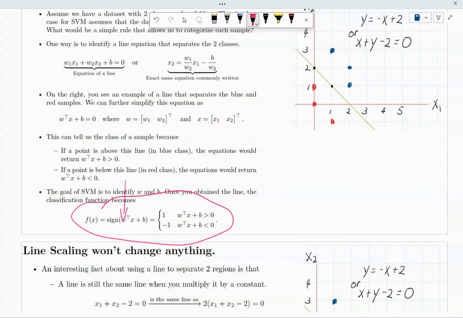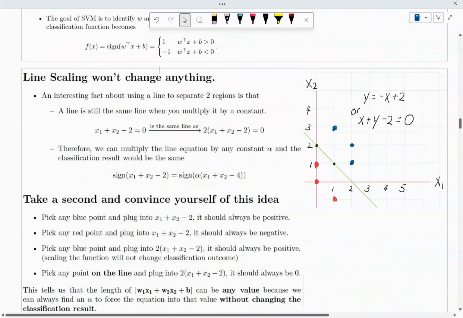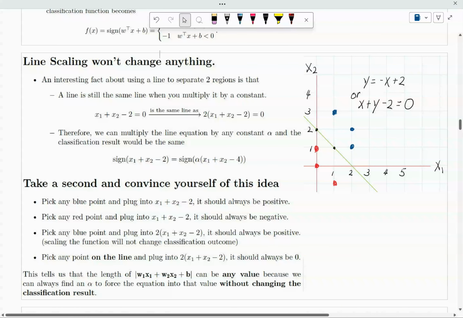Okay. Now, one observation we need to make here is that line scaling doesn't change anything. What does that mean, line scaling?